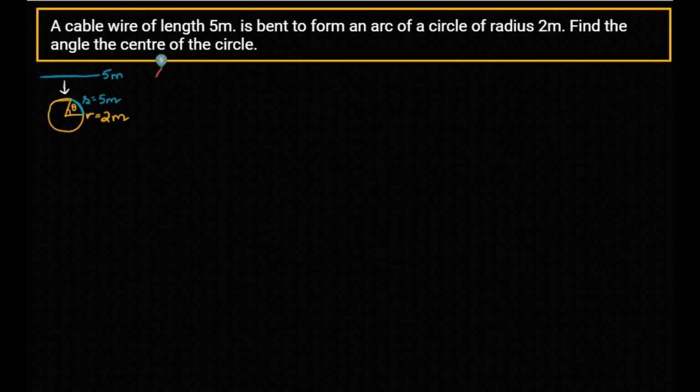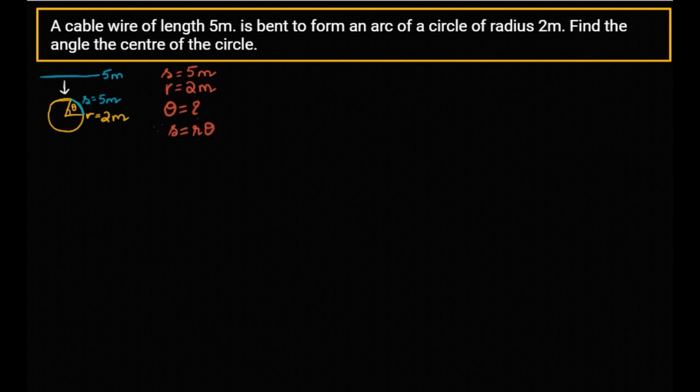The length of the arc is equal to 5 meters, and they've given us the radius of the circle, which is equal to 2 meters. We have to find the angle at the center of the circle, that is theta. So for this we can use the formula S is equal to r theta. So this is based on the second theorem.